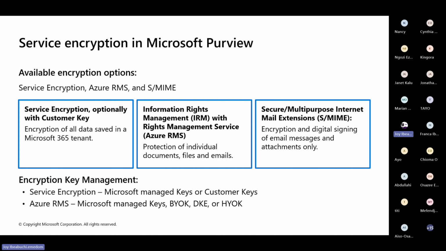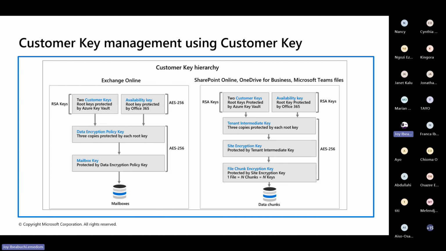So what are the types of encryption that we have? We have service encryption, Azure RMS. RMS is Rights Management Service, and S/MIME type of encryption, which is Secure/Multipurpose Internet Mail Extensions, right? These are the types of encryption that you can use. Again, I said I'm not going to draw too much on that, but there are ways that you can use this type of encryption to secure data. We also have customer key management. Again, this is a case where you are exchanging information using some form of key management that is unique to you.